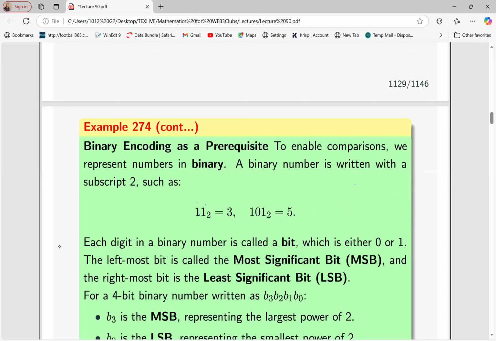Now, I've said we've converted these numbers to their respective binary numbers, and each digit in a binary number is what we call a bit. And by bit, we just mean either 0 or 1. That's what we mean by bit. And then we have the leftmost bit, which we call the most significant bit. In our case, this is our most significant bit, and this is the least significant bit.